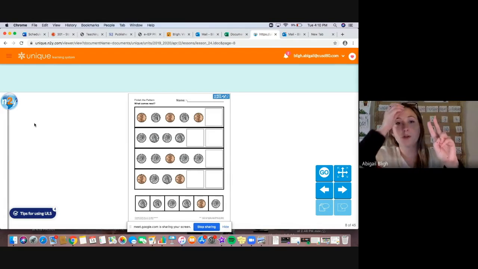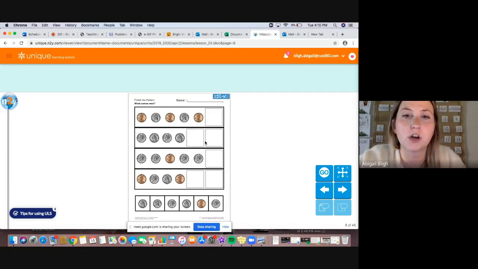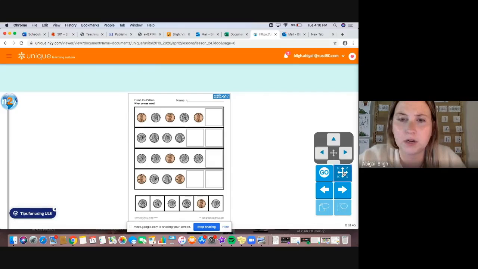We have 2 papers for a pattern. So if it's hard for you to see on your paper, I can zoom in on here and you can see the color differences.